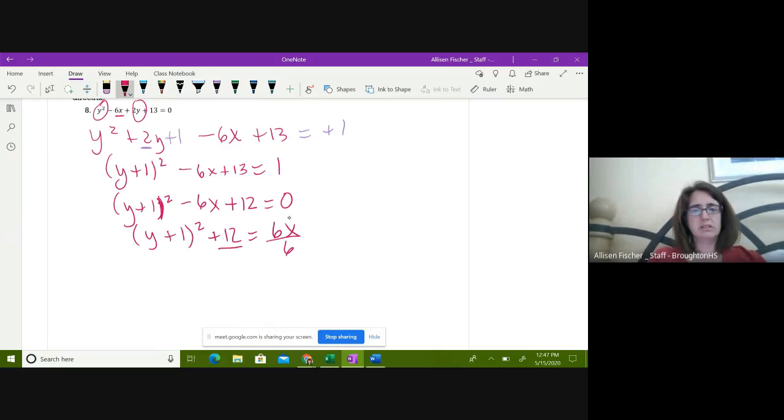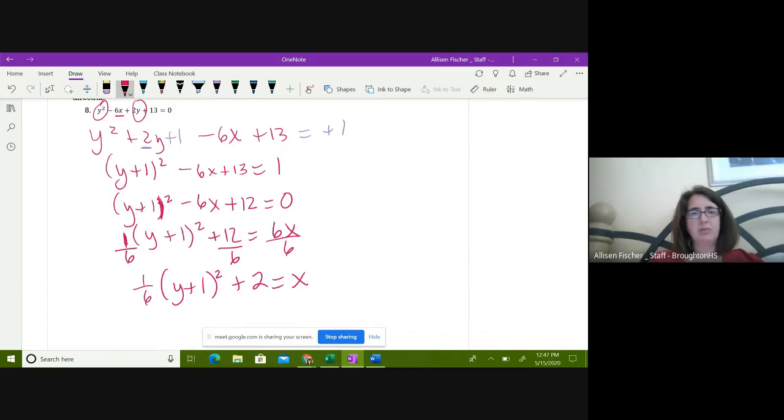So 6, 6. And dividing everything means I need to divide the understood 1 that's in front of these parentheses also by 6. Not the inside of the parentheses. So you get y plus 1 squared here, and then plus 2 equals x. So this is a parabola that's opening sideways. I'm going to go ahead and move the equals x over to the side that we like to have it on. So we get x equals.